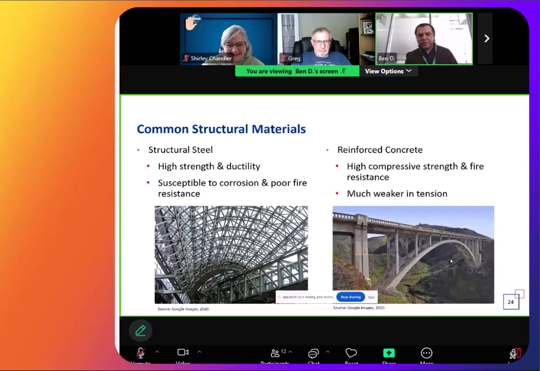And some of the common structural materials: structural steel, you'll see a lot in different towers, different malls, and it's very high strength. It has a very good capacity for loads. However, it is susceptible to corrosion and fire, unfortunately, basically like spaghetti. So that is one thing we struggle with. Reinforced concrete has very great fire resistance. Unfortunately, it's very good in compression, where you're squeezing it, but very weak if you're pulling it apart. So that is something we also struggle with as structural engineers.